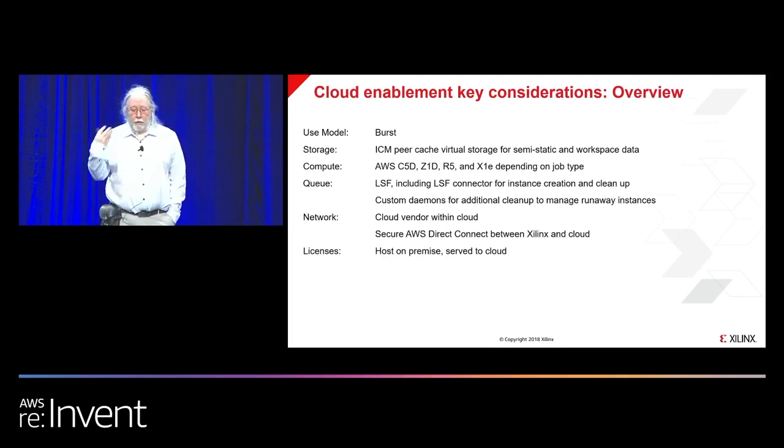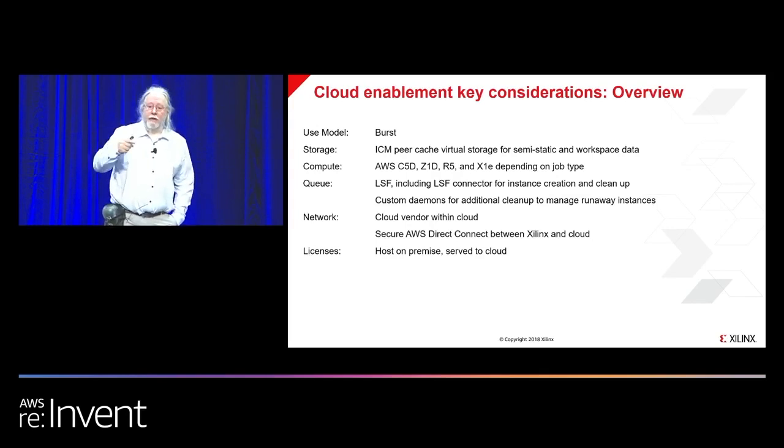So just to summarize what we are doing, our use model is burst. We are using ICM PeerCache virtual storage for both the semi-static and the workspace data. Typically for our compute, we use C5Ds for the default server, and we use Z1Ds when someone says, I want a turbo button and I want it to run faster.